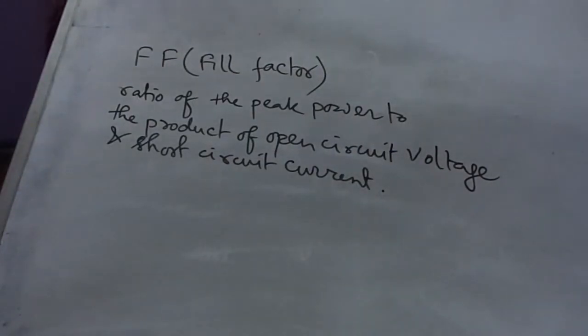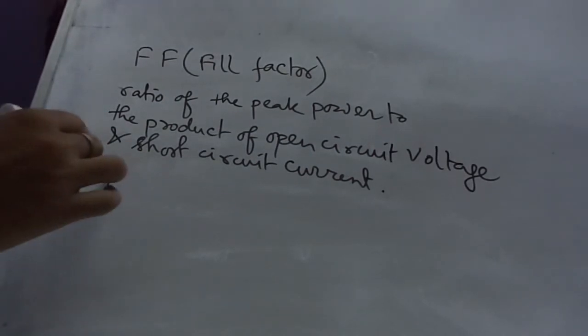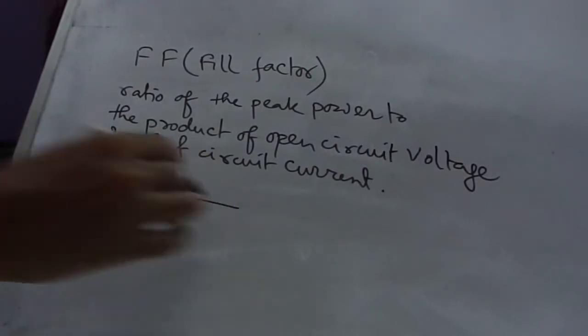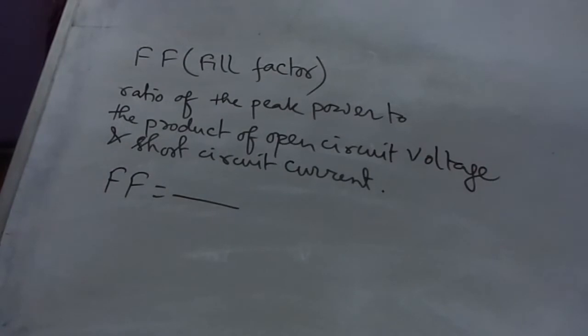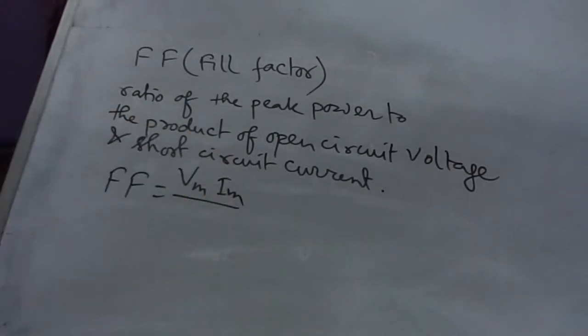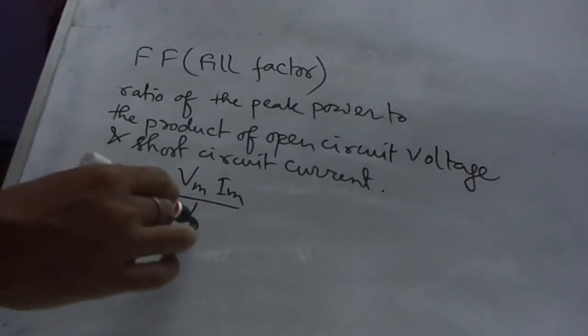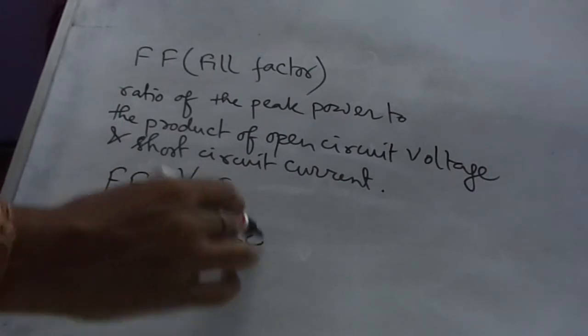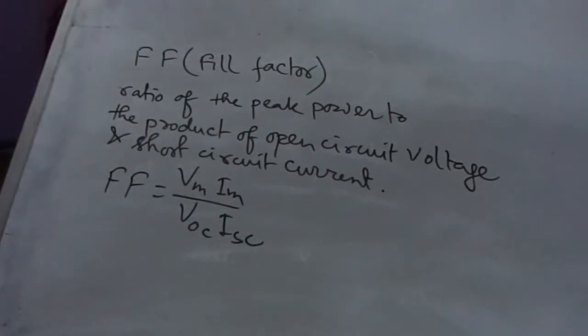Short circuit current. Okay, so FF is equal to VmIm divided by VOC ISC. That is the FF. An ideal cell will have a fill factor of unity. Very important. Ideal cell.